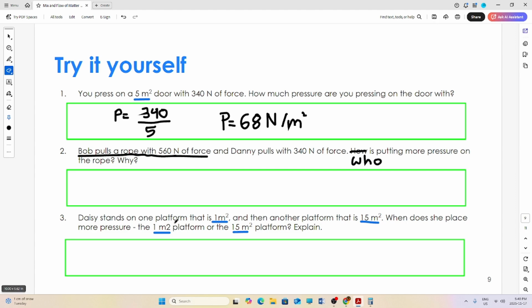So where does she put more pressure? Well, she puts more pressure on the 1 meter square platform compared to the 15-meter square platform because it's a significantly smaller area. So this is where she puts most of her pressure.